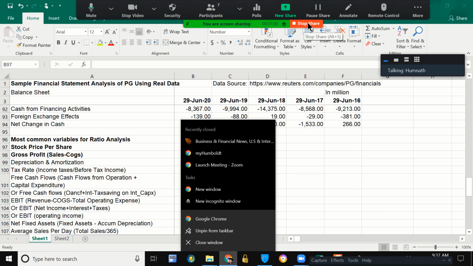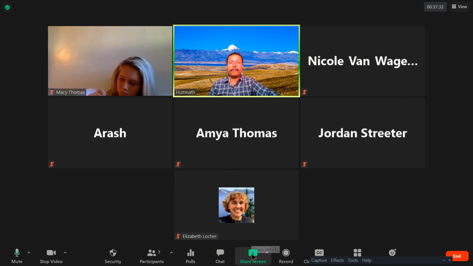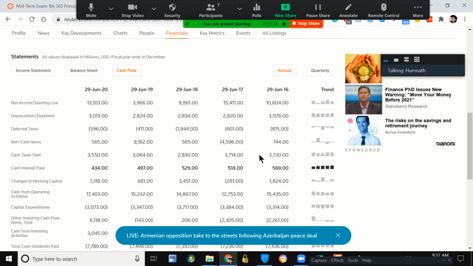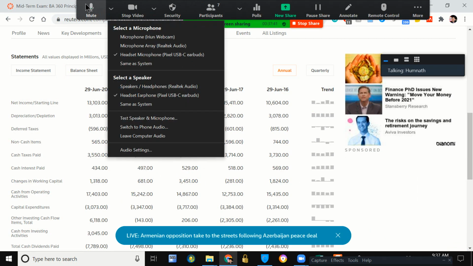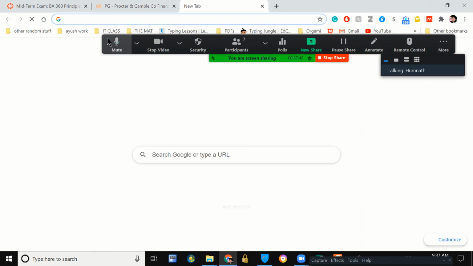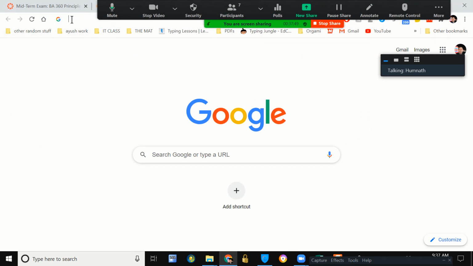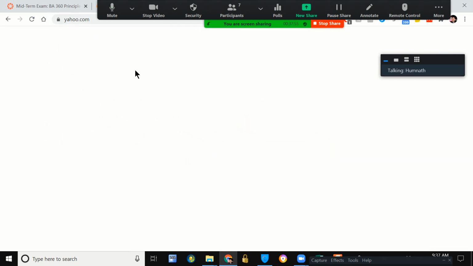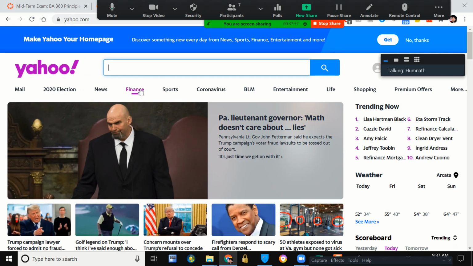So I'm gonna share the website with you right now. So I'm gonna go to this website, the same website. All right, so we can get that information from, let's create one more tab over here, and I like Yahoo Finance for that. Yahoo.com, and I'm gonna go to finance. Okay, you can see this screen, right? Yes or no? Yes, I can see it.